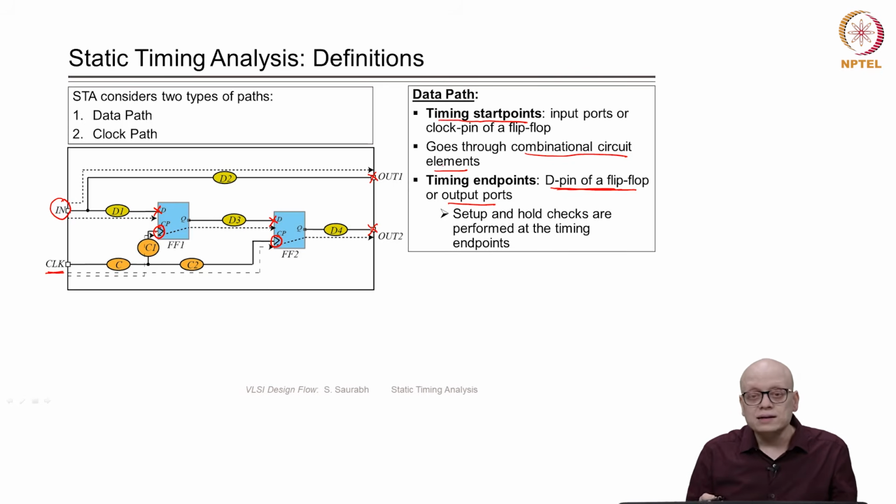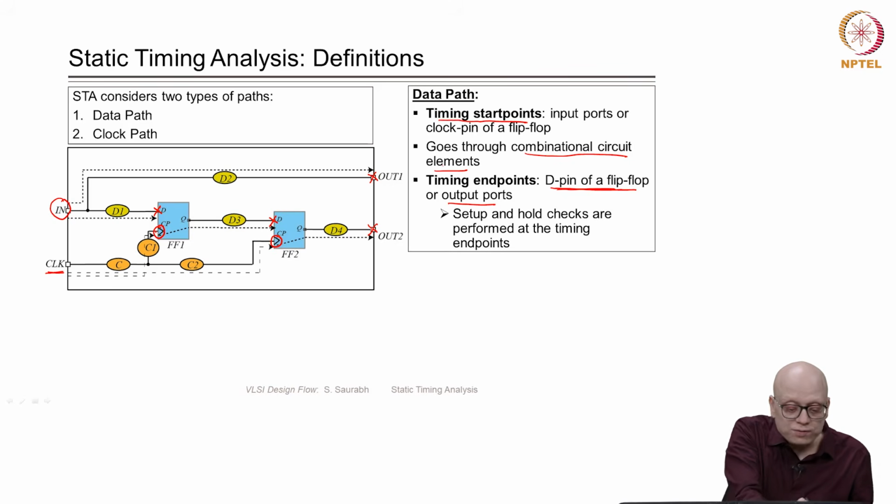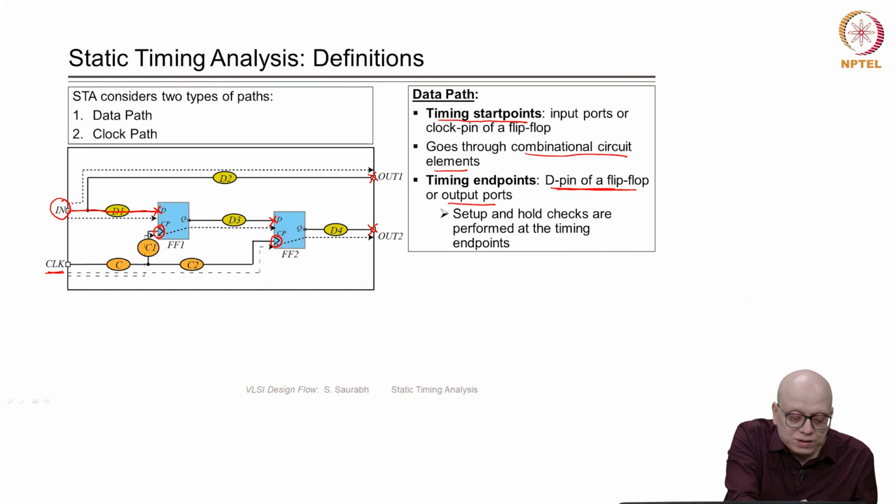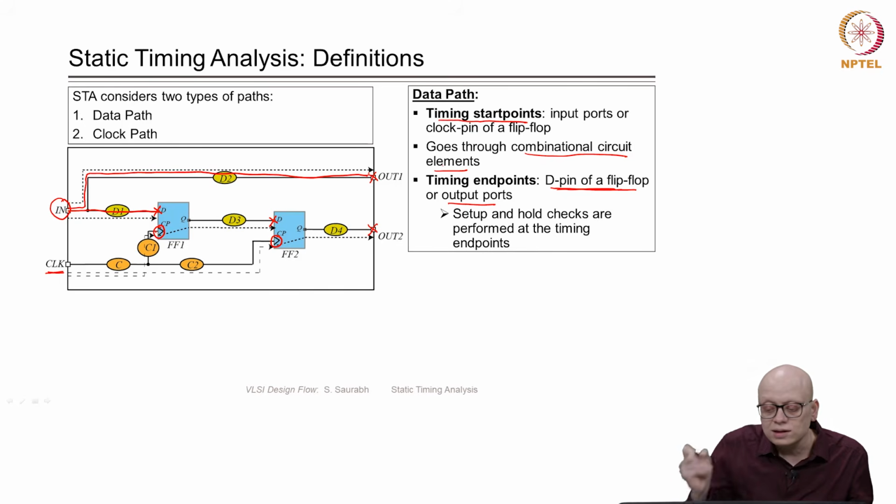Now, in this circuit, how many data paths can we identify? Of course, the first path is from in 1 through D1 and ends on the D pin. This is one of the data paths. Then another data path we can identify is from in 1 going through D2 and finally ending on out 1.